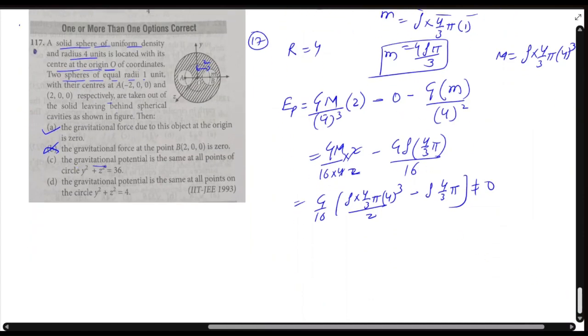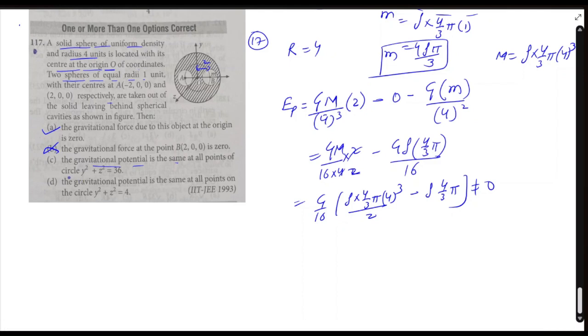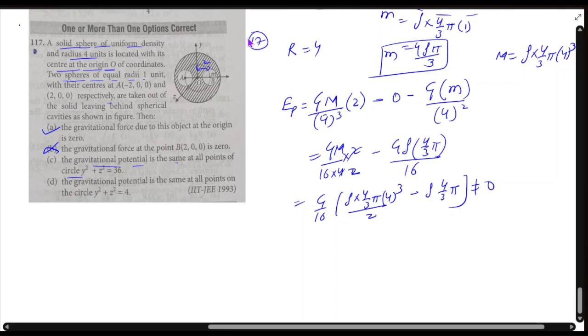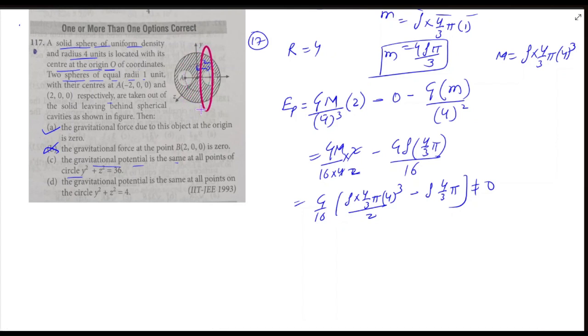Now, the gravitational potential is the same at all points in the circle y squared plus z squared equals 36. So look, we have to study this. Now, this is the YZ plane, so our sphere will look like this.